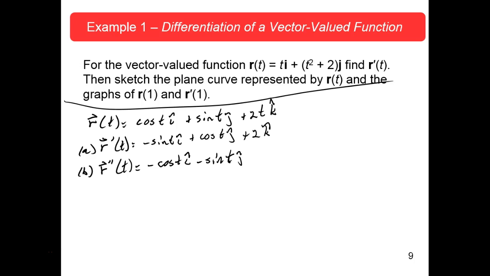Okay, now let's do the C part. They tell us to find R prime dotted with R double prime. R prime of t dot product with R double prime of t, okay?